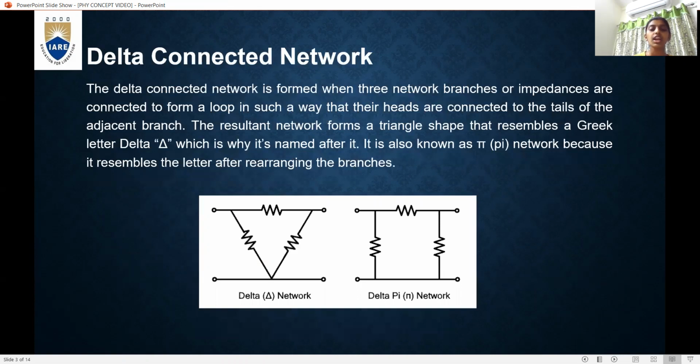Generally, the delta network is in the shape of a triangle, and after its rearrangement, it looks like the shape of a pi network, so it is also called a pi network. You can see the structure of the delta network, which is also called a pi network, in the picture given below.